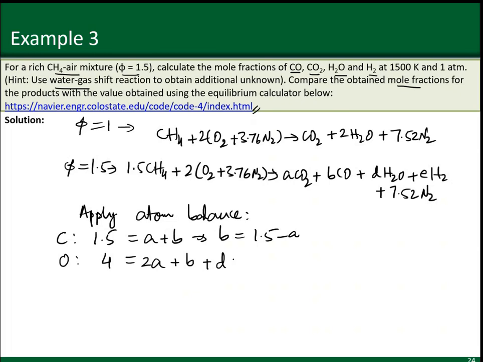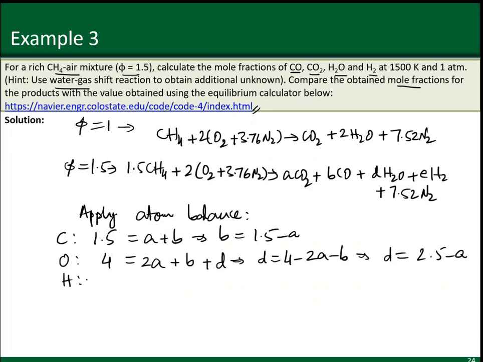Okay. Now you can simply write D to be 4 minus 2A minus B. Or we can substitute the value of B, which we know is equal to 1.5A, and get D to be 2.5 minus A. We want to write everything in terms of A, right? So bring everything in terms of one unknown.